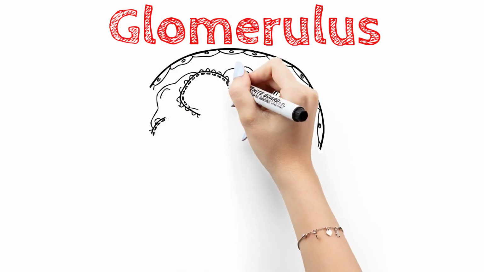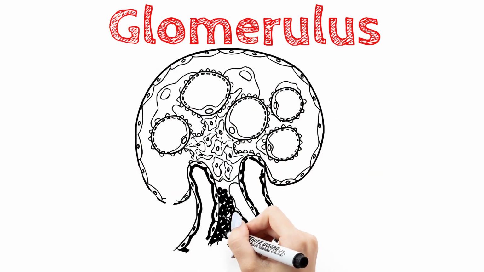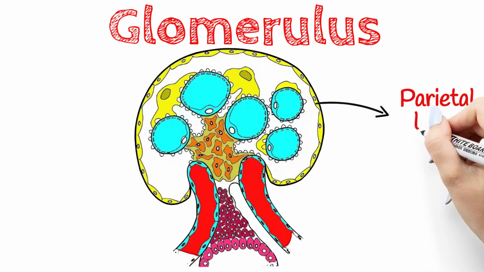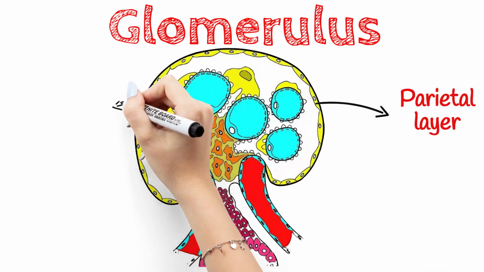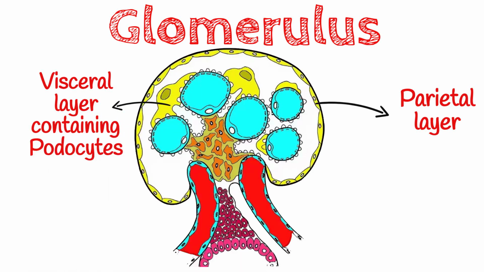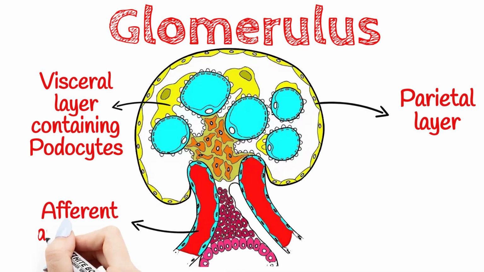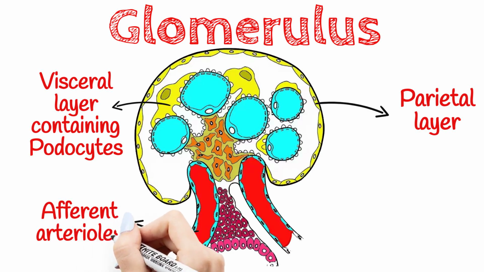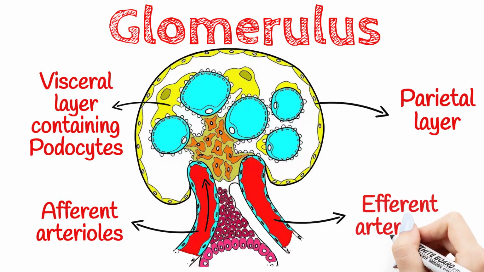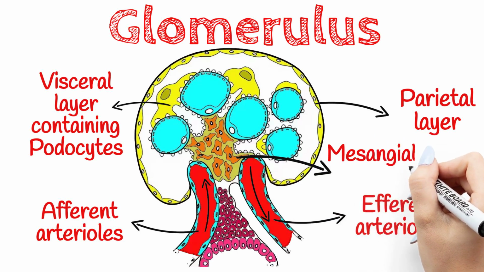Bowman's capsule is an epithelial structure composed of two layers of epithelium: the outer layer known as the parietal layer, and the inner layer, the visceral layer, which contains finger-like projections called podocytes. The tuft of capillaries, the glomerular capillaries, have an afferent arteriole which brings blood to the tuft of capillaries and efferent arterioles which take blood away from the capillaries. There is also the mesangium, which contains the mesangial cells.